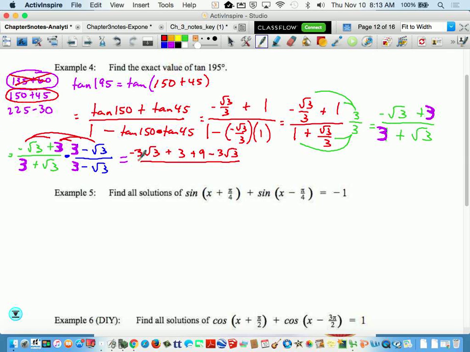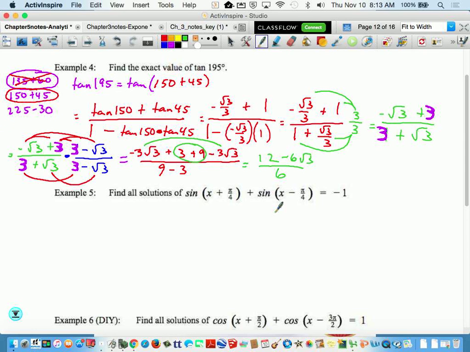On the bottom, because these are similar to conjugates or difference of squares factoring, I only need to do the first and the last. The OI adds up to 0. So just do 3 times 3, and 3 times 3 is 9. Root 3 times negative root 3 is negative 3. So that's multiplying it all out. So you have some like terms, you have a 12 here. Negative 3 root 3, added to that negative 3 root 3 would be negative 6 root 3, all over 6.